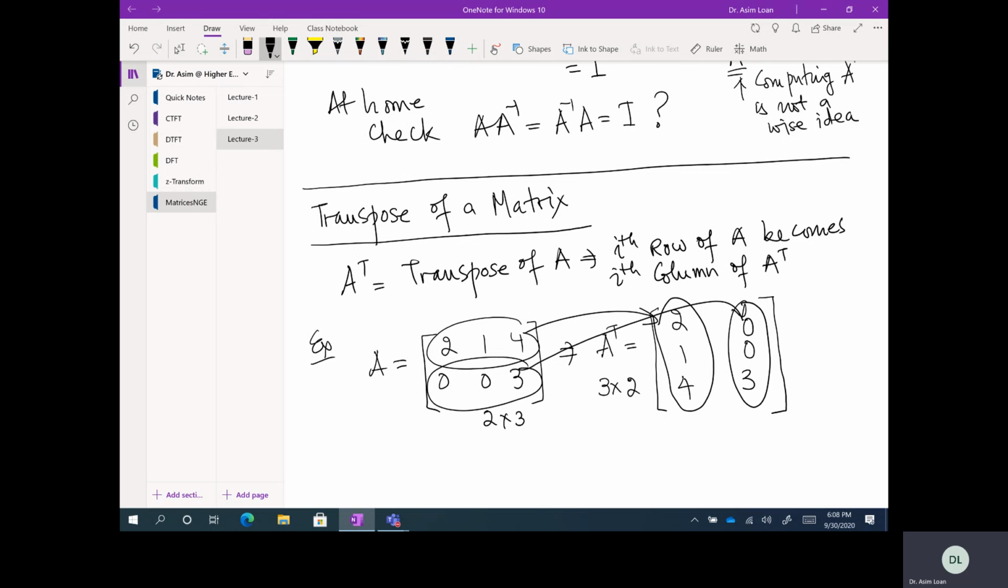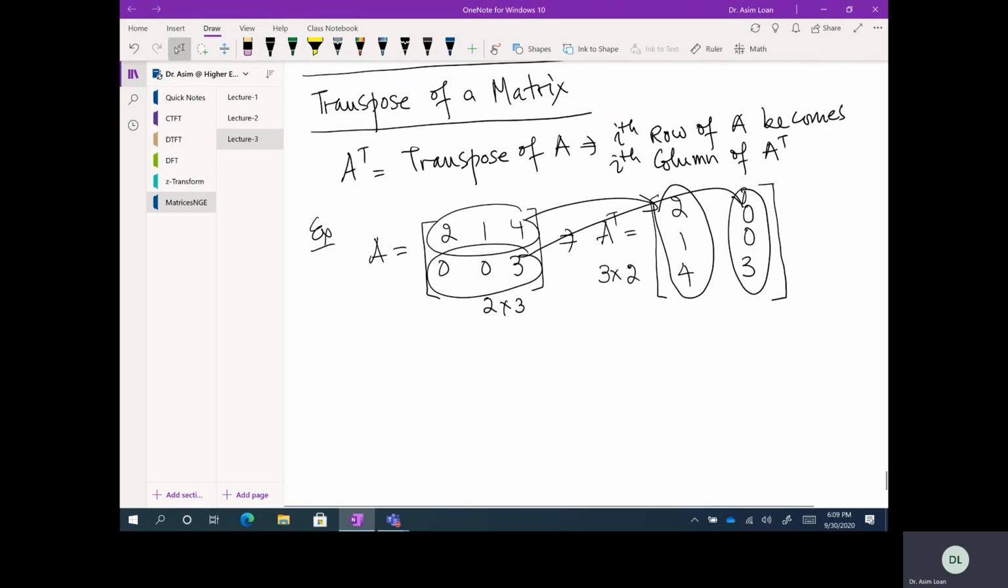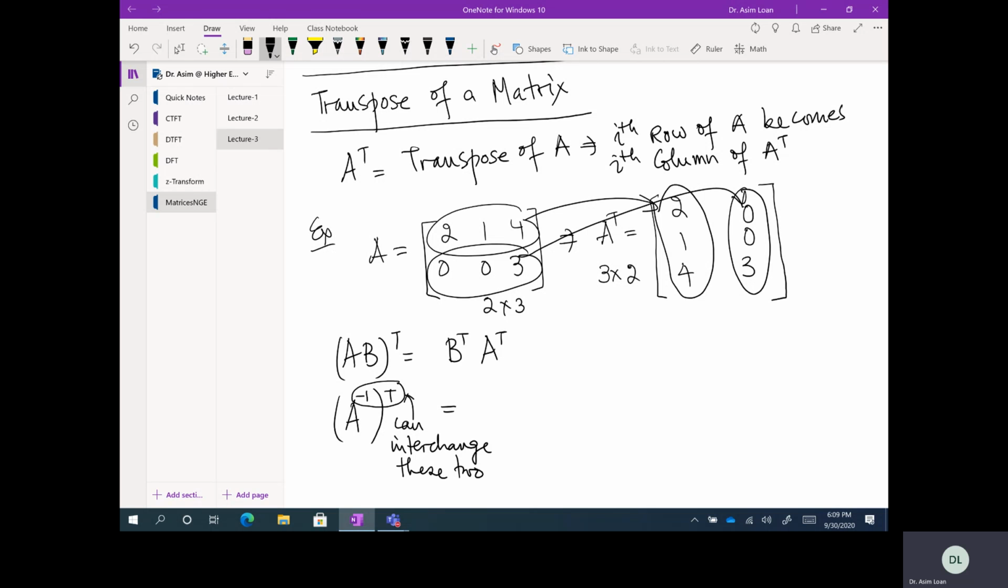This is the transpose. The only thing you need to know for this transpose is that AB whole transpose, just like the inverse, is equal to B transpose, A transpose. And the most important property is this one: A inverse whole transpose. You can interchange these two, which means this is equal to A transpose inverse.